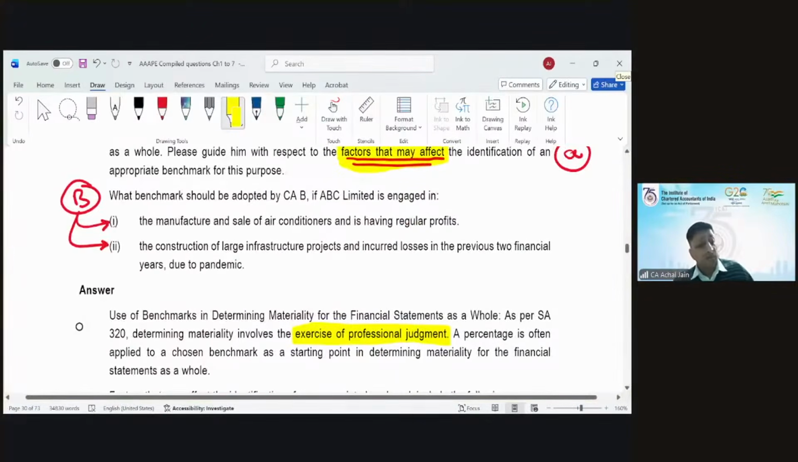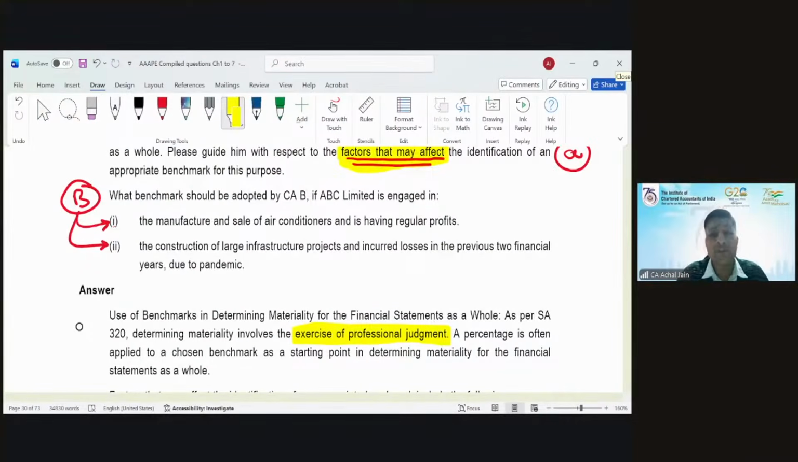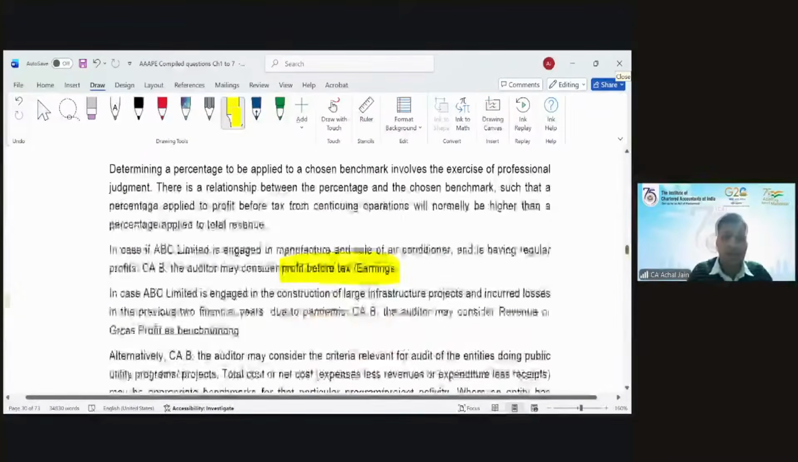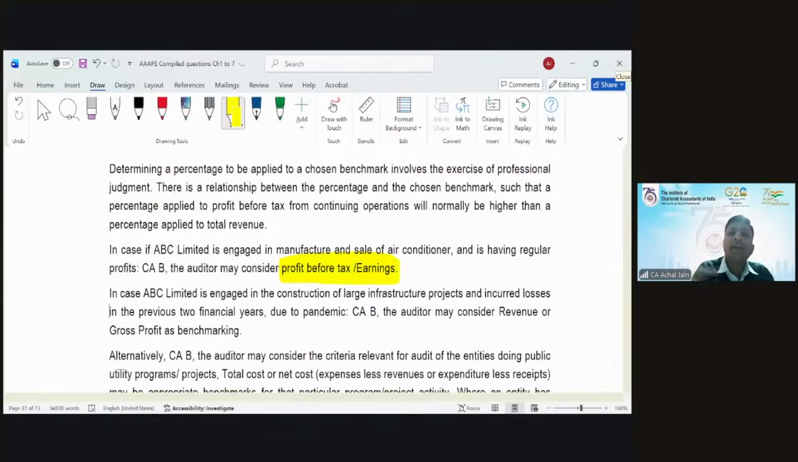Suppose the company is involved in construction of large infrastructure projects and is incurring losses, so the profits are missing. Whatever be the reason, profits are missing. So can the company really go by PBT? Answer is no. Now the PBT is gone. So in this case, the auditor will generally consider revenue or gross profit as the benchmark.